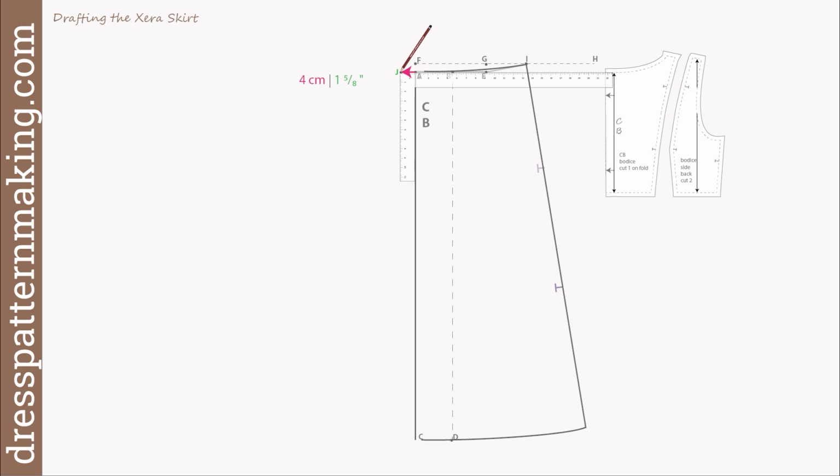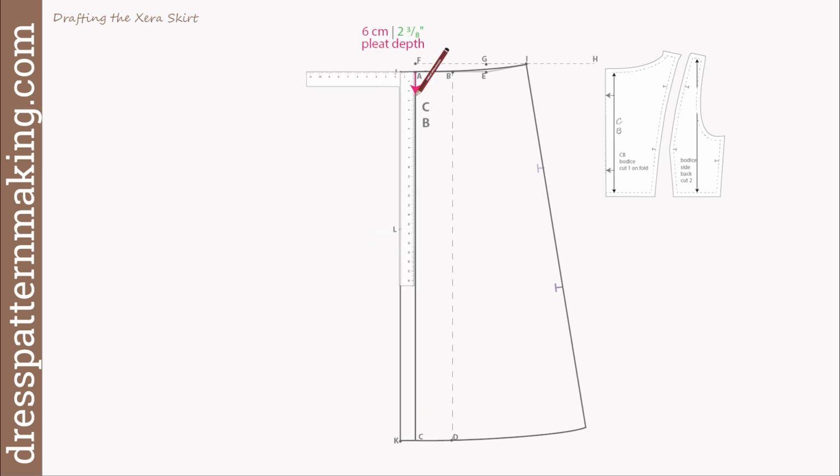I'll measure out from point A for that amount and mark point J. I'll measure out from point C at the hem and mark point K. I might need to make another mark in the middle if my ruler isn't long enough to join those points up. I'll then draw a vertical line joining points J and K.